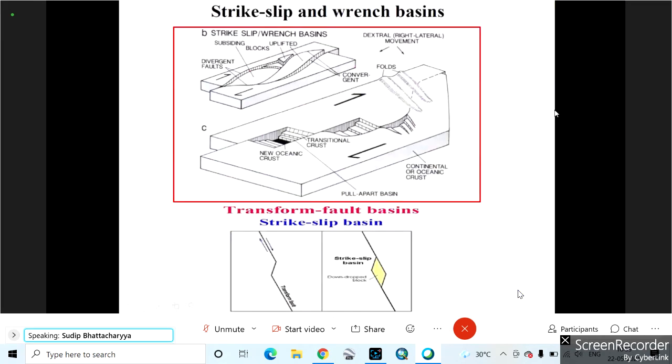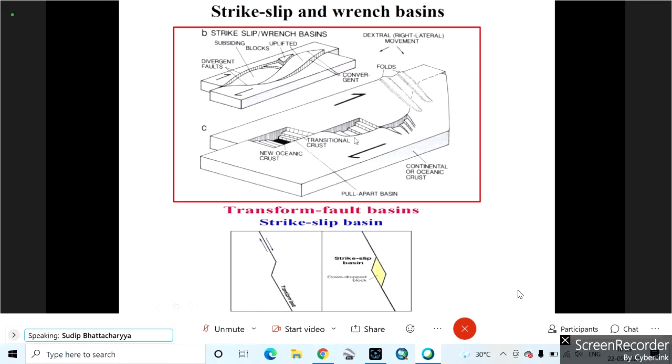Next one. This is the strike slip basin, or it is also called the pull apart basin. You can see in the diagram that if one continental block, if there is a suture zone or a shear zone, or a bend like a shear zone, that should be a bend. Just see here that a bend over is here.